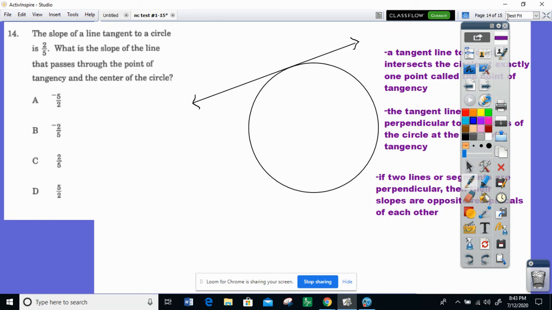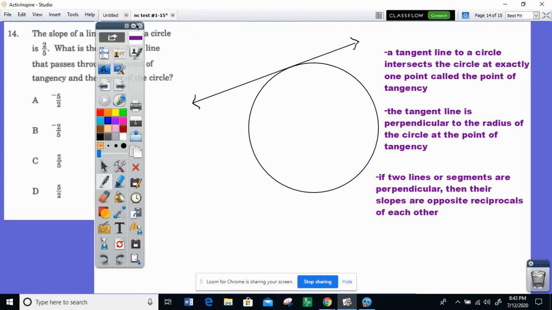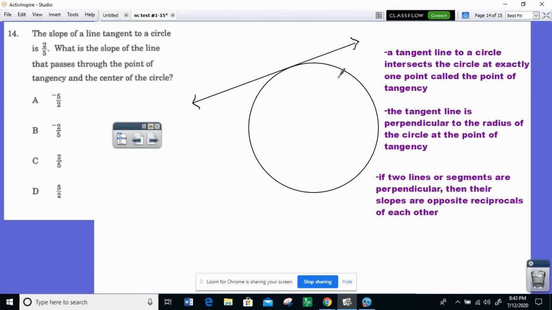All right, number 14 says the slope of a line tangent to a circle is 2 over 5. What is the slope of the line that passes through the point of tangency and the center of the circle? So there's some good vocabulary to review in this problem. Common theme in this video is draw out the picture. If they don't give you a picture, draw one out. So here's a picture of a circle with a tangent line. This line is a tangent line because it intersects the circle at exactly one point called the point of tangency.